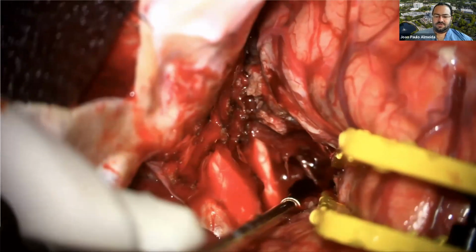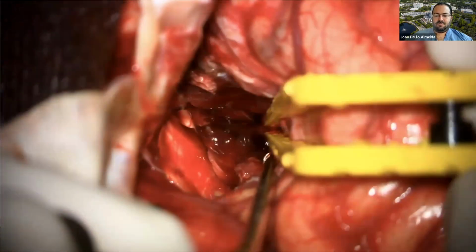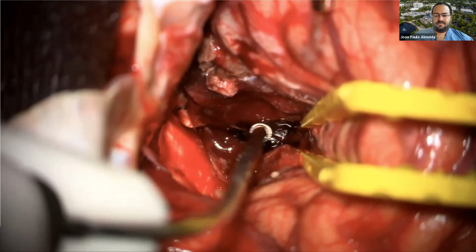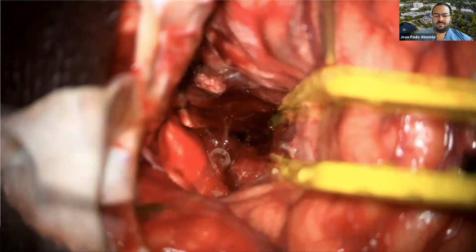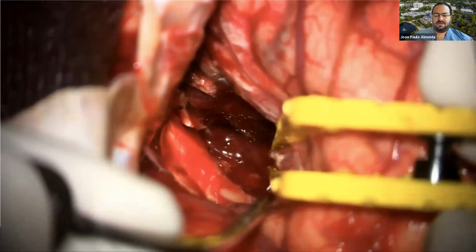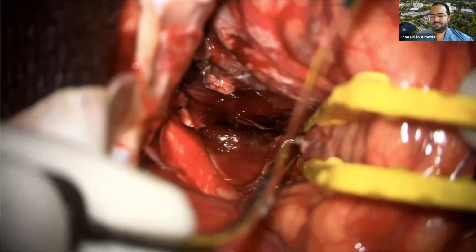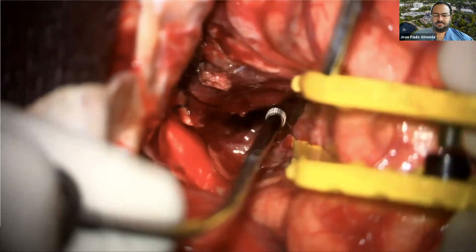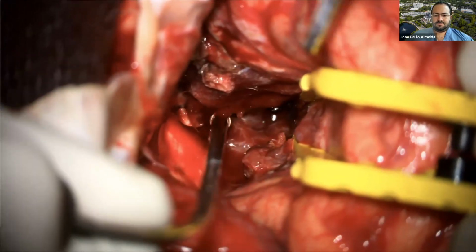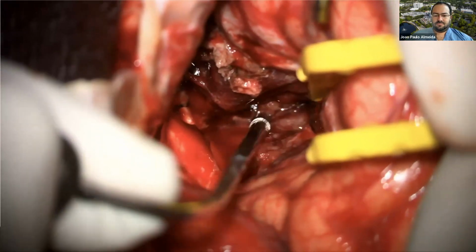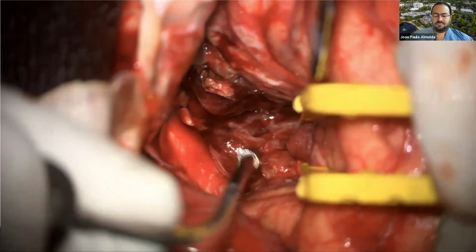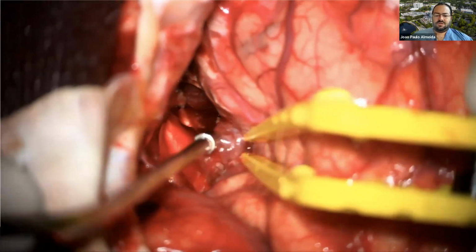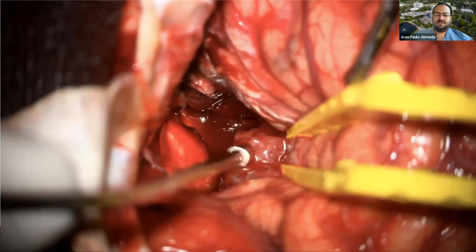And what you see there is the drainage of some of the hematoma inside the tumor cavity. And of course, a nice amount of clots there. Once the clots are cleared out, then we have to continue our work.